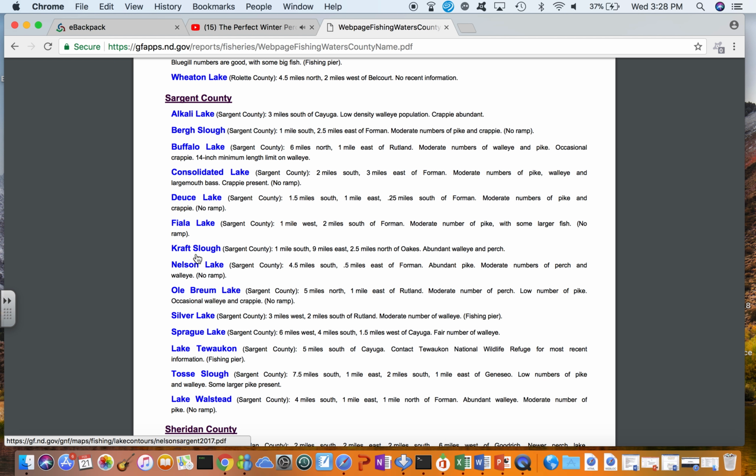All pretty good fishing lakes, and then obviously the one closest to us is Kraft Slough. Kraft Slough is just east, I'm sorry, east of Oaks. Biggest body of water in Sargent County. And for the most part, it's been a pretty good fishing lake for everybody, especially both winter and summer. We're very lucky to have it around.